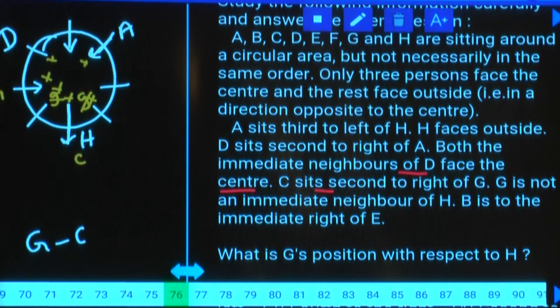And so how many possibilities do we have? We have some 2 possibilities. What are those 2 possibilities? If G is at this place, then C will be here, isn't it? Then G at this place, C will be here. That is one of the possibilities, G and C.